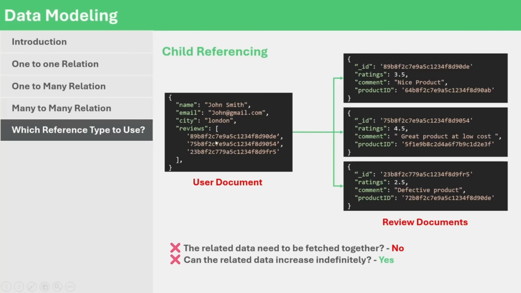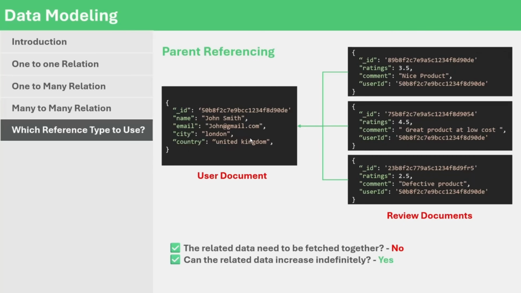And the second thing is, this reviews array can grow indefinitely. We can have thousands or 10 thousands of reviews made by a single user. So this reviews array can increase indefinitely. So in this case, child referencing is not advisable. In this case, we should go with parent referencing. So in parent referencing, the parent document, in this case the user document, will not have any information about its child document, but the child document is going to store a reference of its parent document. So here, the related data need not be fetched together, and the related data can also increase indefinitely.